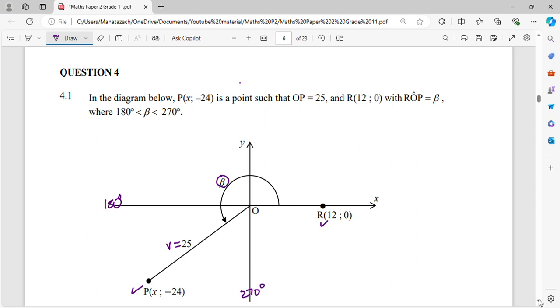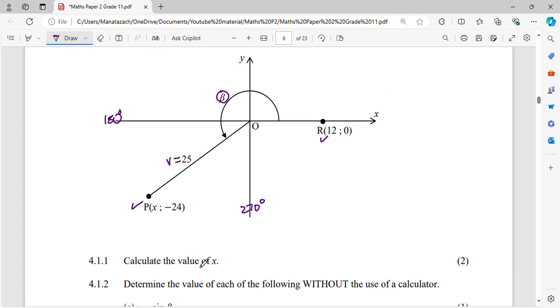So now let's go for the first question. It says calculate the value of x. So the value of x should be the x coordinate of point P over here. That should be easy. We're going to construct a right angle triangle. So that's 90 degrees over there. Since the radius is 25 already established, the y value is minus 24. And then the x value, which is the x coordinate, is somewhere over there on the triangle.